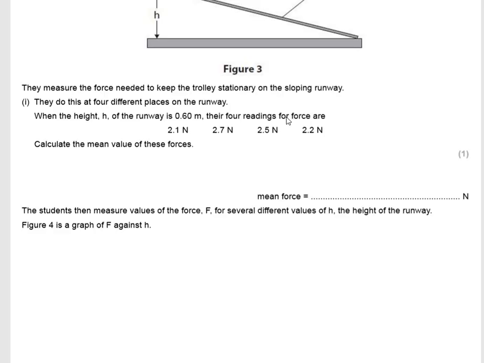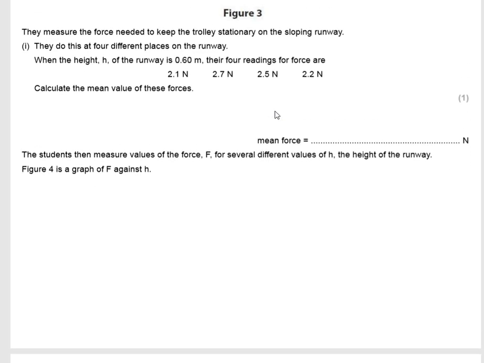Okay. Now, mean values. This is easy. This is average. You know how to do average, so I'm not going to do this for you. It's the sum divided by the number. Everyone should be getting this mark. So add all of them together, and then divide by 1, 2, 3, 4. Done.